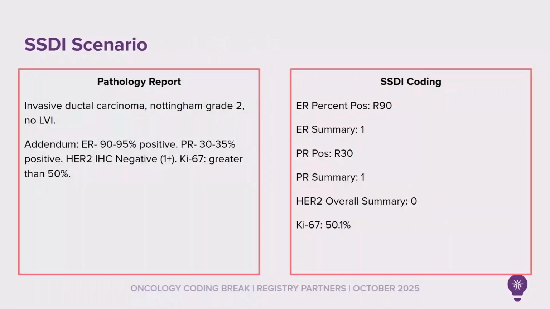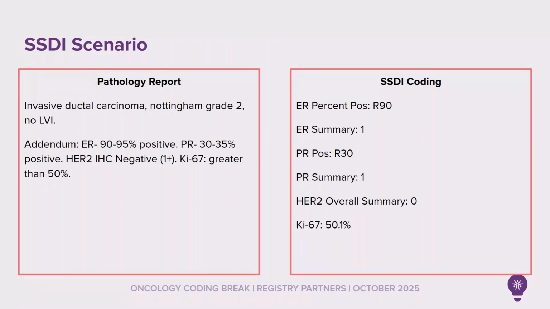Here's an SSDI scenario. The pathology report from the breast biopsy reads invasive ductal carcinoma, Nottingham grade 2, no LVI. An addendum with further testing shows the ER is 90 to 95% positive, PR is 30 to 35% positive, and HER2 IHC is 1+. Ki-67 is greater than 50. So let's code these SSDIs together.